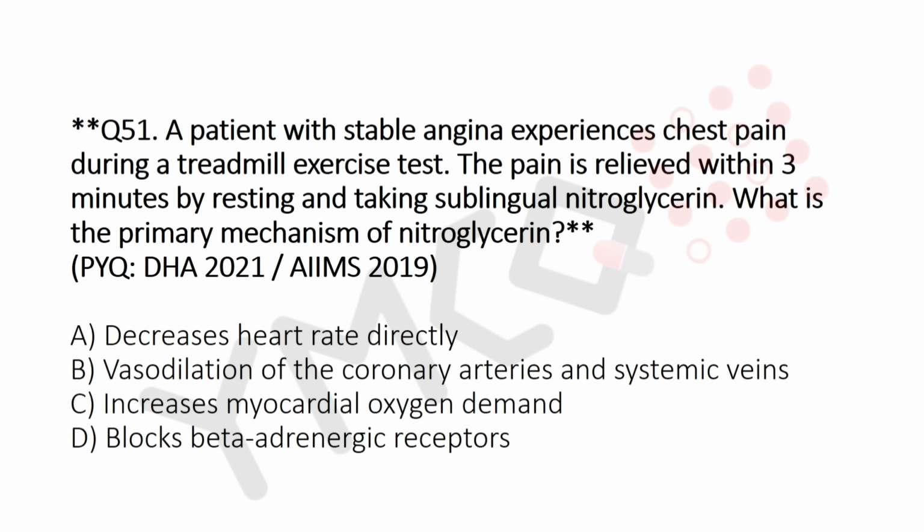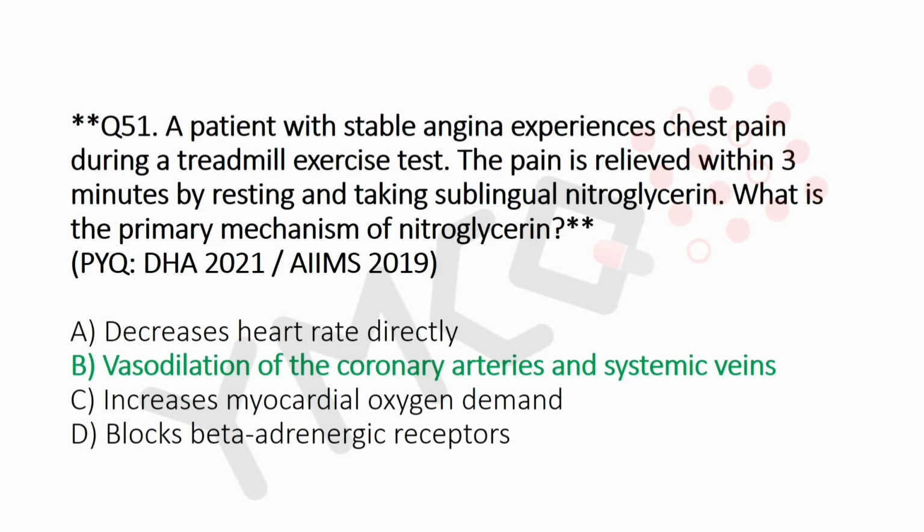A patient with stable angina experiences chest pain during a treadmill exercise test. The pain is relieved within 3 minutes by resting and taking sublingual nitroglycerin. What is the primary mechanism of nitroglycerin? Option A, decrease heart rate directly. Option B, vasodilation of the coronary arteries and systemic veins. Option C, increase myocardial oxygen demand. Option D, blocks beta adrenergic receptors. And the answer is option B, vasodilation of coronary arteries and systemic veins.